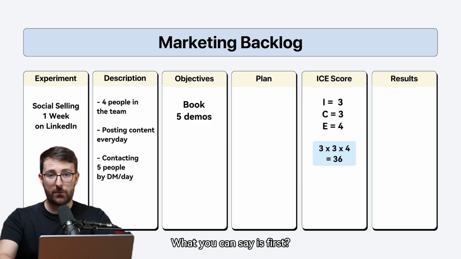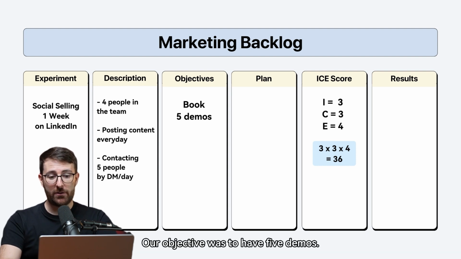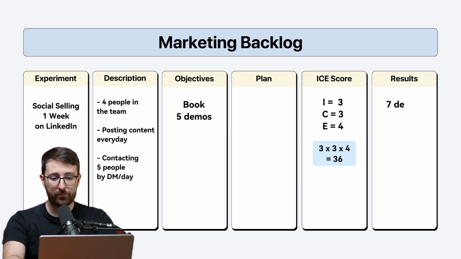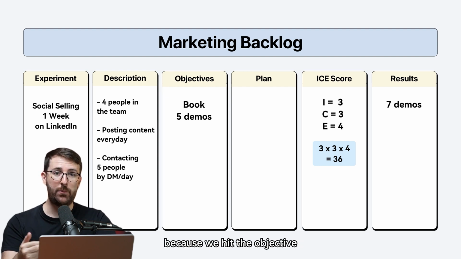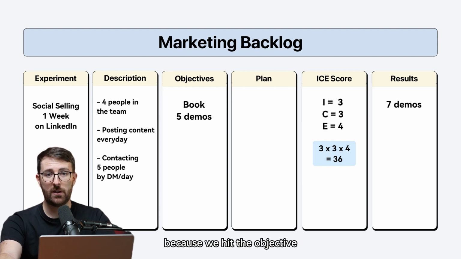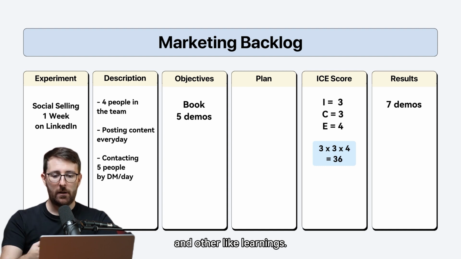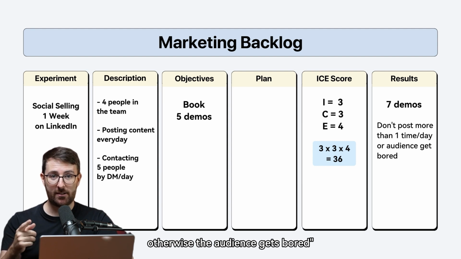What you can say is first, was the objective achieved? Our objective was to have 5 demos. Let's say you book 7 demos. We can say that it's successful because we hit the objective and also we went further. But you can also report other results and other learnings. Here is an example: don't post more than 1 time per day, otherwise the audience gets bored.